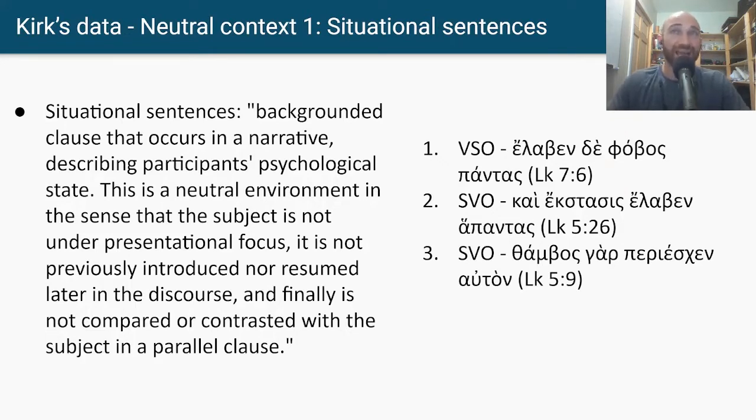And so this kind of context, she says, is good for figuring out what clause might be neutral. What clause in this kind of context surfaces? And she finds two orders, VSO and SVO. So VSO is an example in Luke 7:6. Elaben de phobos pantas. So elaben is the verb, phobos is the subject, and pantas is the object. So we have VSO order. And this is what she defines as a situational sentence.